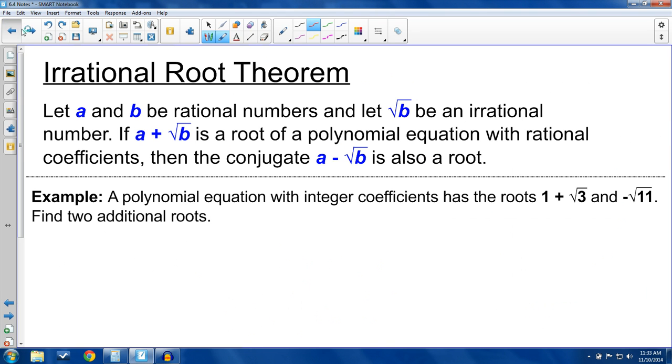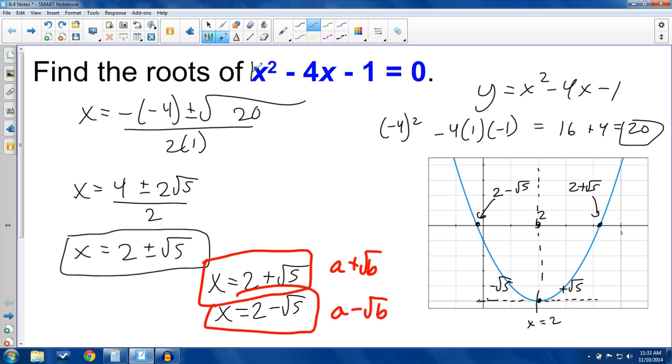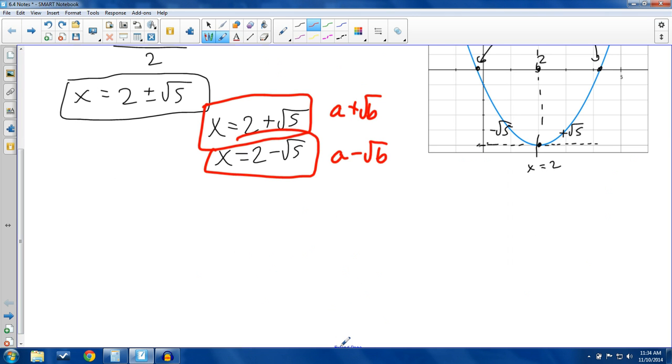So let me try and make sure I get that hammered home here. I had rational coefficients, 1, -4, and -1. How do I get rational numbers when my answers are irrational, is the question. And the answer is they have to be conjugates, a plus root b, a minus root b. Because if we played around with this a little bit, okay, what if I do a plus root b times a minus root b? You might have seen me do it before with complex conjugates.